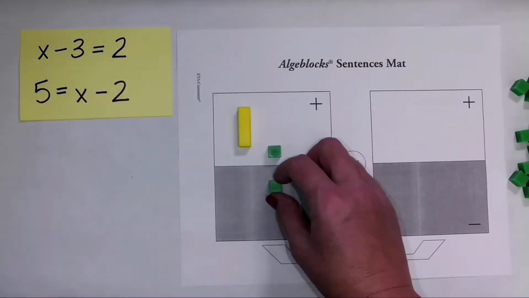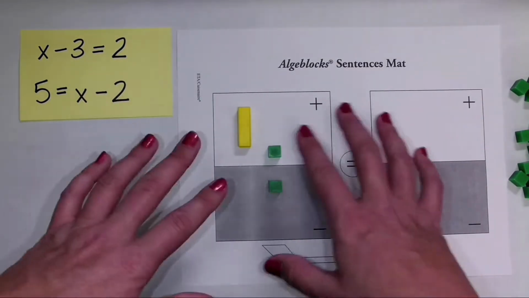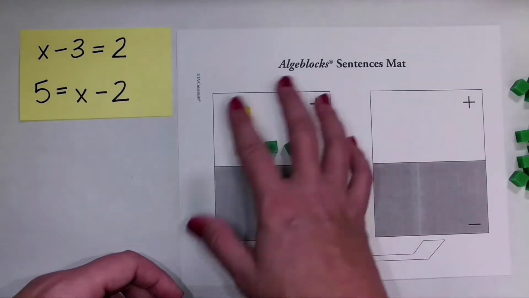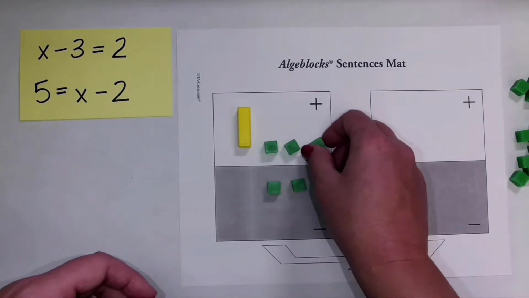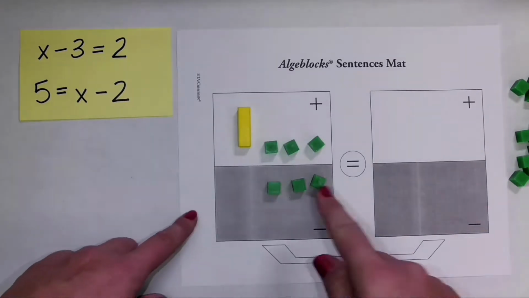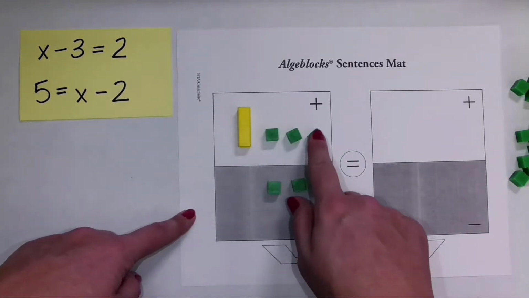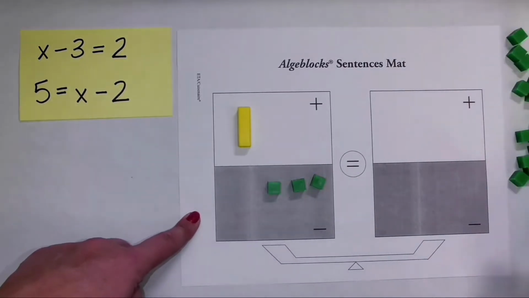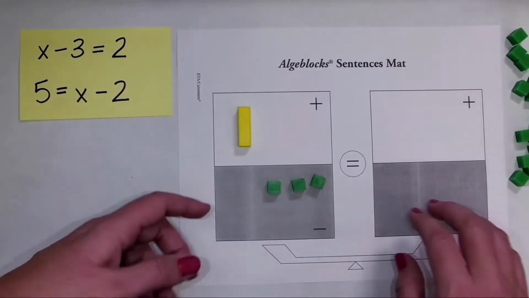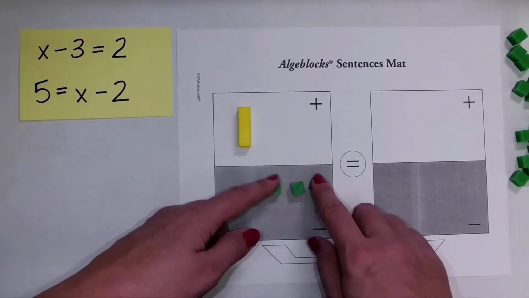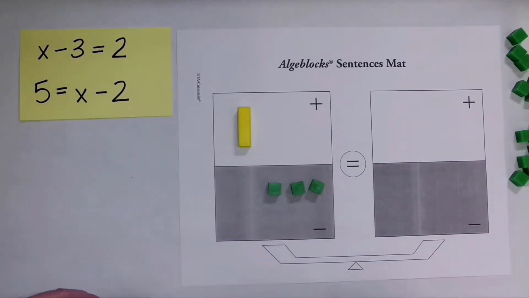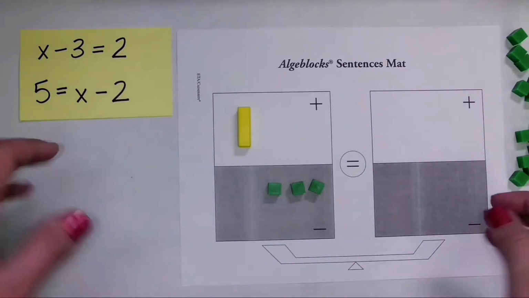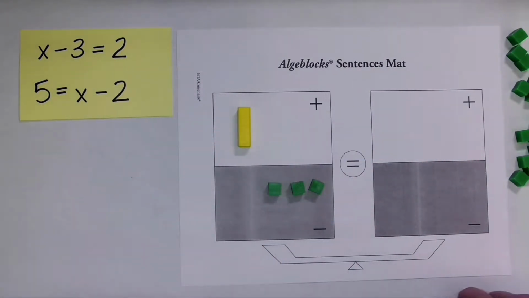If we bring in a zero pair, it does not change the value of what we have going on right now. I could bring in another zero pair, still hasn't changed the value, and a third zero pair. Now we have 1, 2, 3 positives that we can subtract. I'm going to go ahead and subtract those by moving them off the mat. And so now we have x minus 3. That's how we get that initial setup. Again, you may not want to do that every time, but in initial instruction, that might be an important thing for you to show.